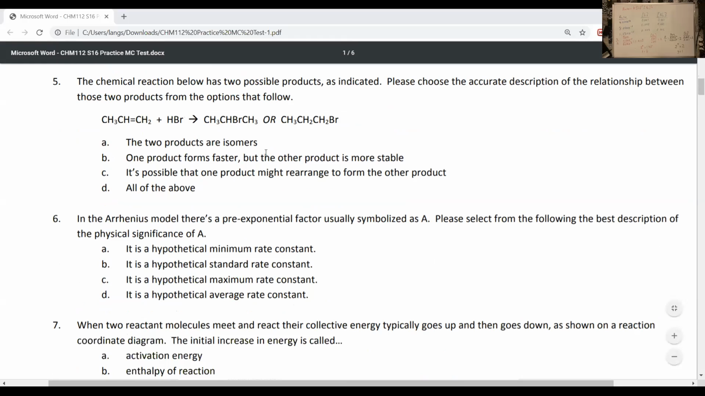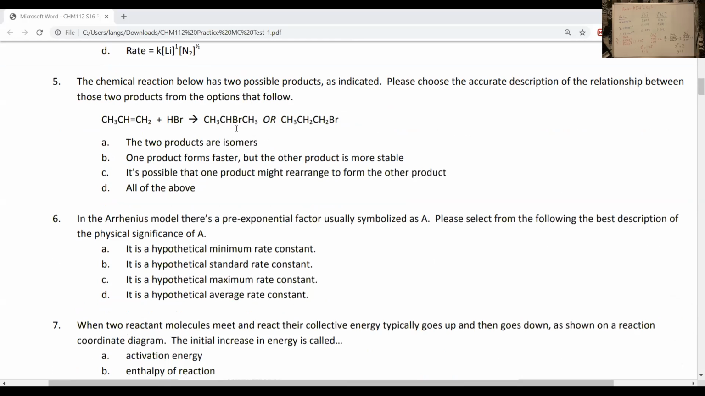Okay, this one, this 5, we didn't really talk about. Maybe you did in Gen Chem 1. So it's asking you about the difference between these two products. And basically they're isomers of each other, which means they have the same chemical composition. It's just that one is arranged differently than the other, right? In this first one you have the bromine in the middle, and on this one you have the bromine on the end. So they're isomers of each other.